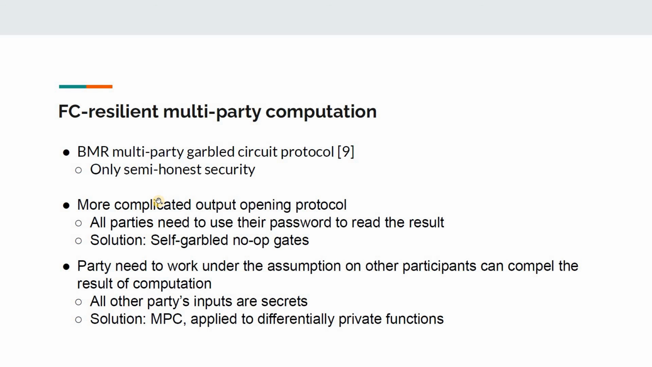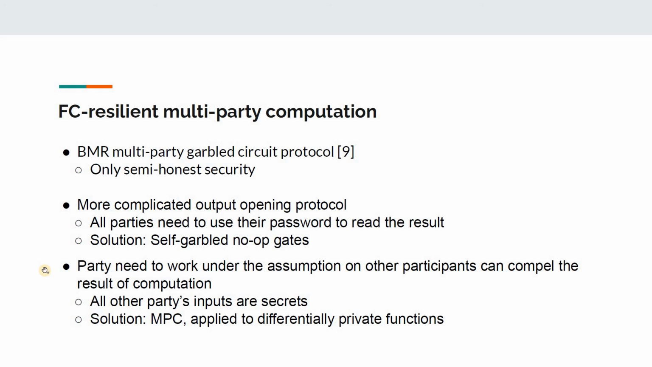We can also apply the technique to a construction of FC resilient multi-party computation. We just did the two parties beforehand, and to achieve that, we can use a protocol called the BMR multi-party garbled circuit protocol. However, it only provides semi-honest security. From the FC resilient perspective, we have two challenges to consider. First of all, we need a more complicated output opening protocol, in which all the parties need to use their password to read the result. And the solution here is using self-garbled NOOP gates.